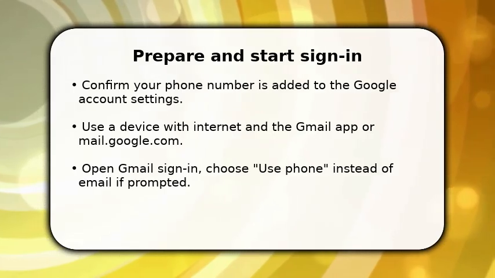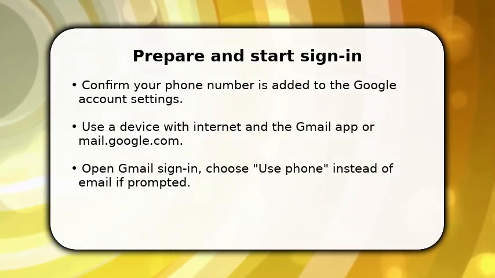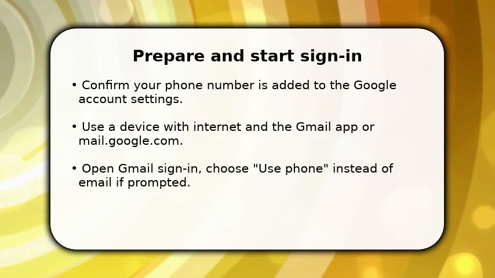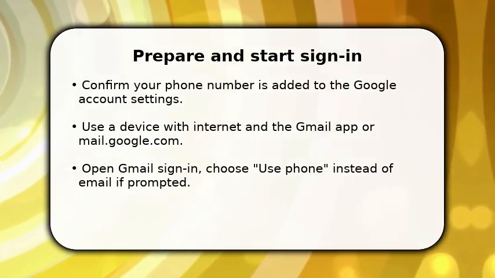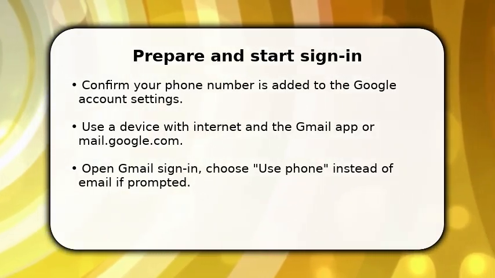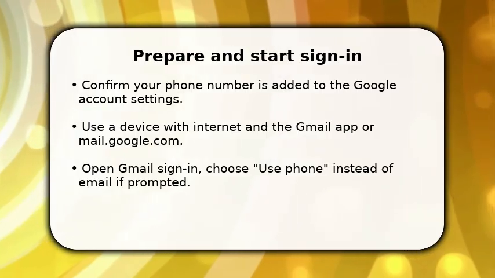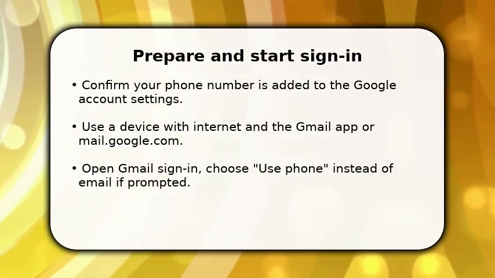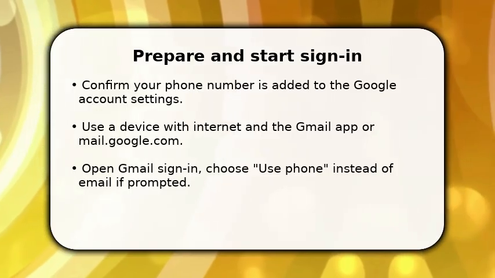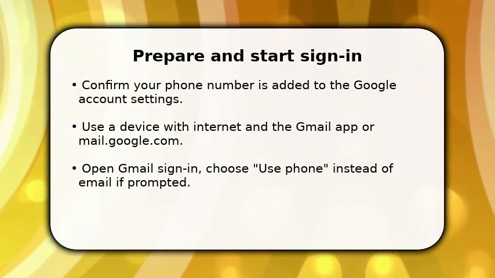You begin by confirming your phone number is already linked to the Google account. This lets you sign in using a number. Once done, open the Gmail app or go to Mail.Google.com on a browser and tap Sign In. On the entry screen, type your phone number exactly as stored, country code included, then press Next.